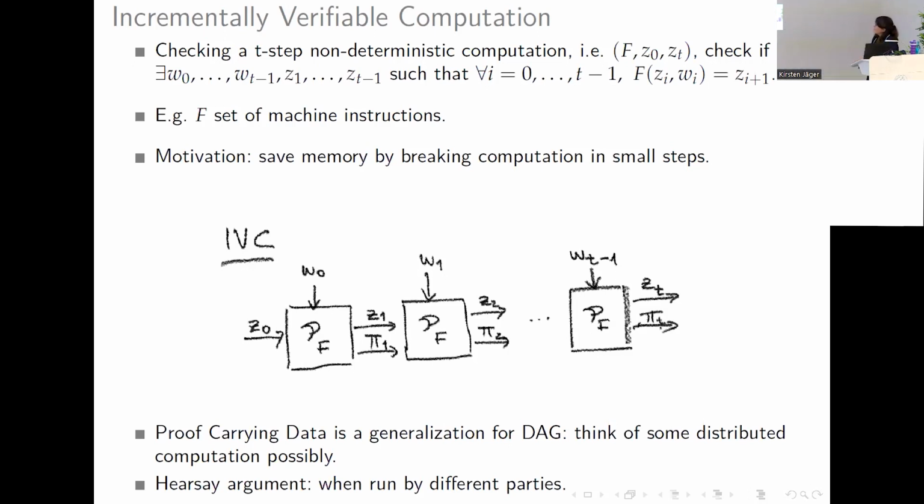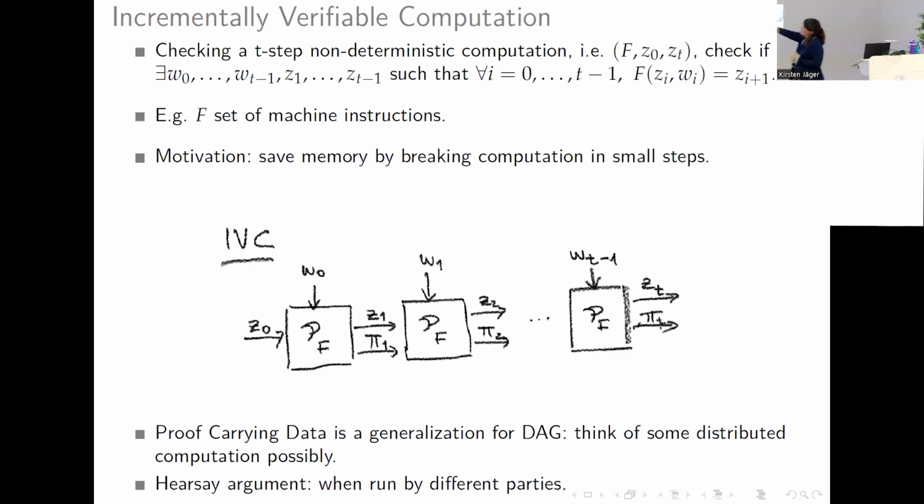Okay. So the setting is like this. You have some prover, which depends on some function f, okay? And what you are trying to prove is that you have some function f, some initial state z0, and some final result of the computation that is zt, and you want to prove that there exist intermediate values that are consistent with the fact that you did this computation correctly at every step, okay?